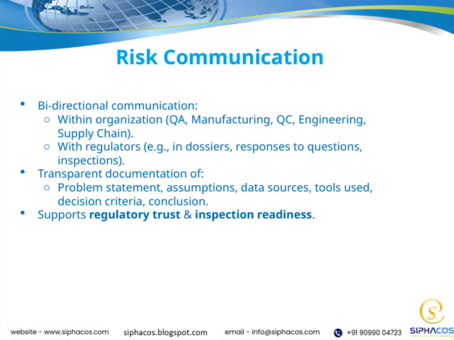Let's talk about bidirectional communication. This means maintaining open and continuous dialogue within our organization, involving teams like QA, manufacturing, QC, engineering, and supply chain. It's essential that everyone stays connected and shares information effectively. But it's not just internal communication that matters. We also need to have clear channels with regulators, whether that's through dossiers, responding to their questions, or during inspections. Building this trust is crucial for smooth regulatory interactions.